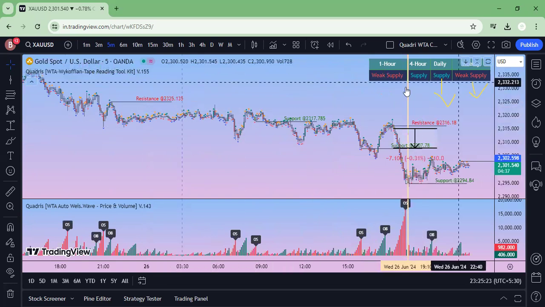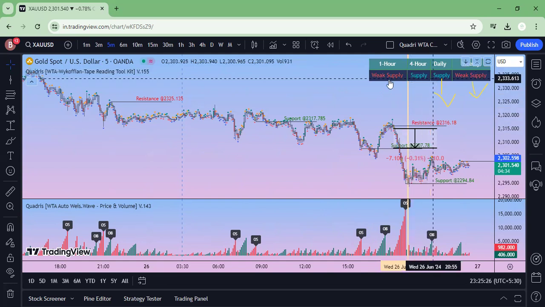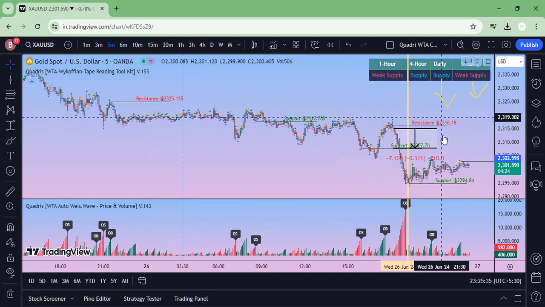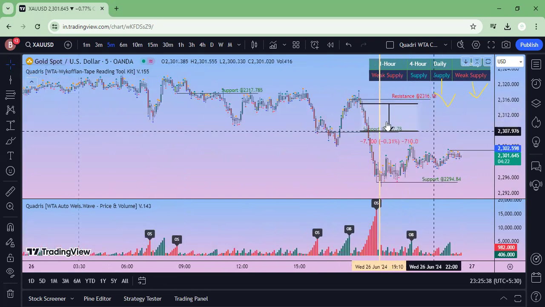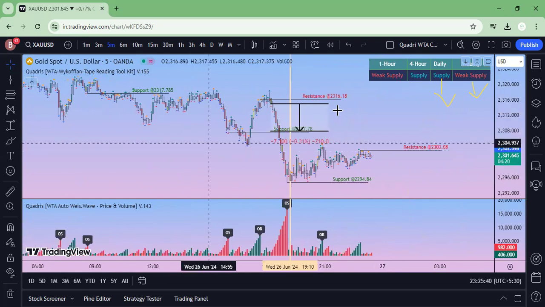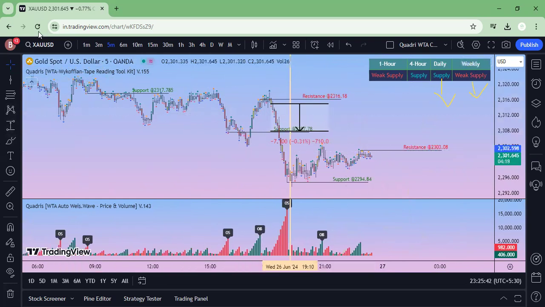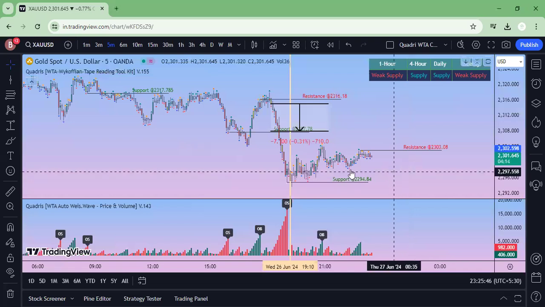So this is the beauty of this dashboard, or you can say higher time frame analysis dashboard, which helps us in identifying which side the wind is going to flow, and just follow the wind, and you will be a consistent winner. So this was gold all in all.